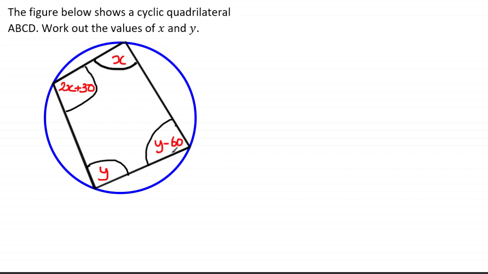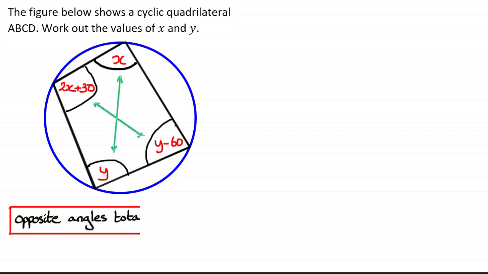Great. Bushy's come in and she's just telling us, and she's correct, that opposite angles add to 180 degrees. Let me just put that down for you. There we go, with these arrows here, opposite angles total 180 degrees. So you should be able to build up a couple of equations. What do you think those equations would be?